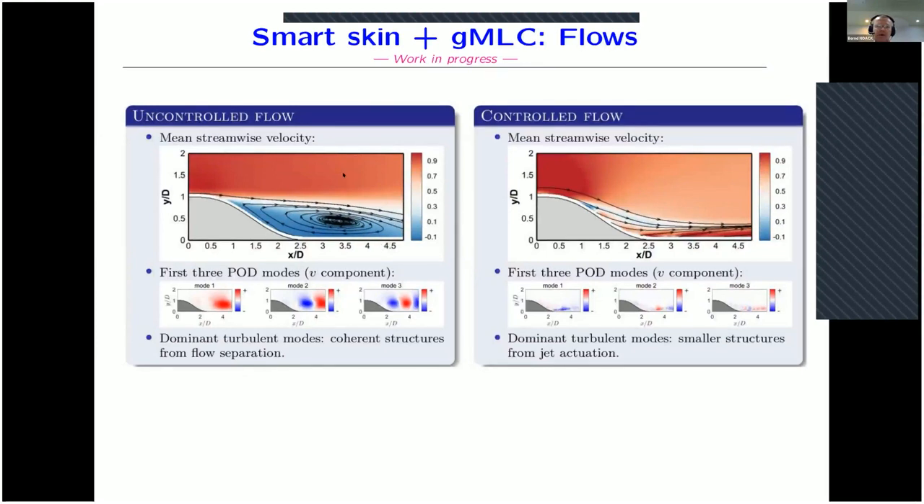The U component is color coded. You see this recirculation zone. The fluctuations are subjected to a POD analysis. The first mode roughly corresponds to a breathing, so to a variation of this recirculation zone. Mode number 2 and mode number 3 correspond to Kelvin-Helmholtz structures.